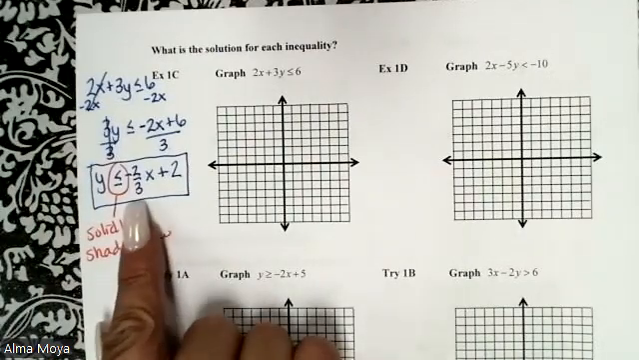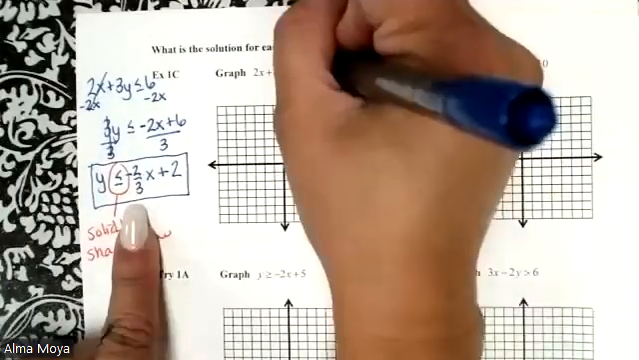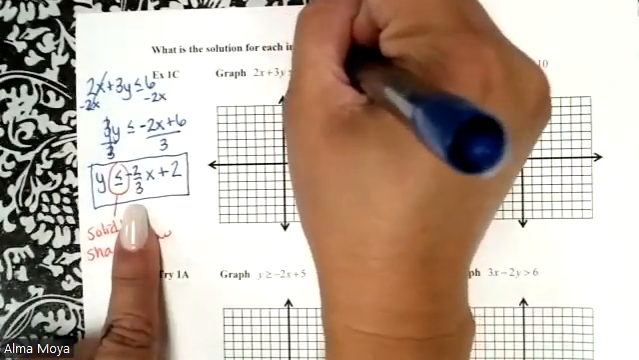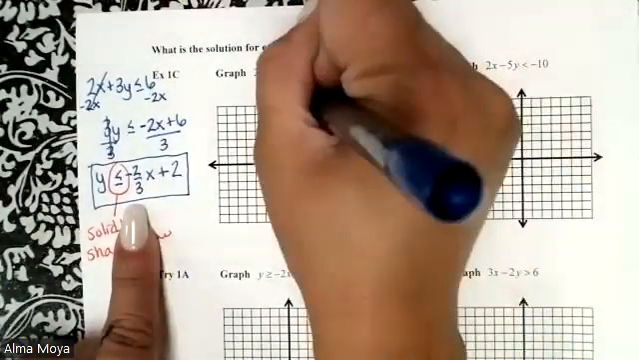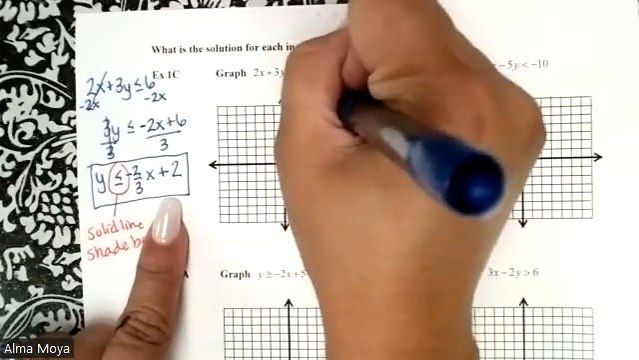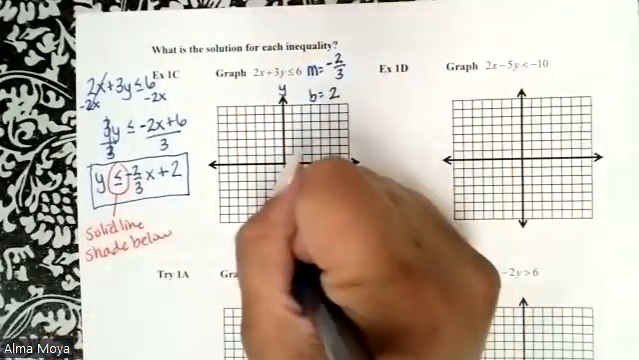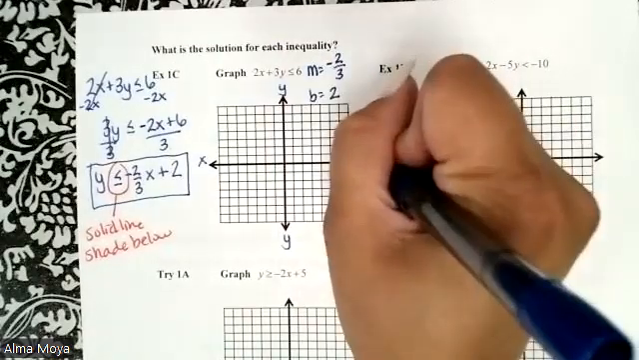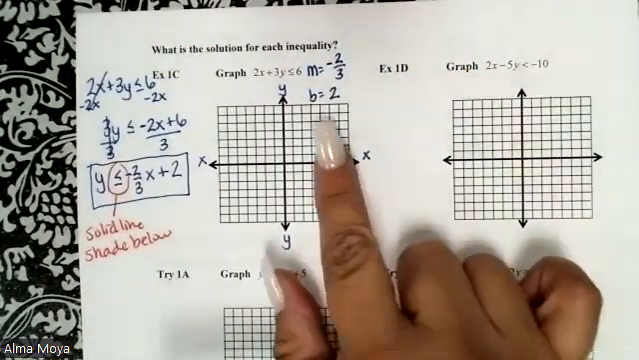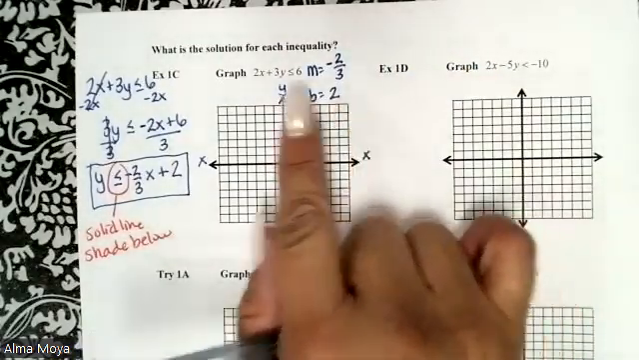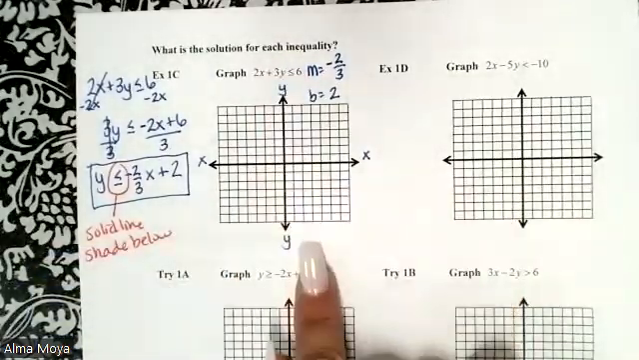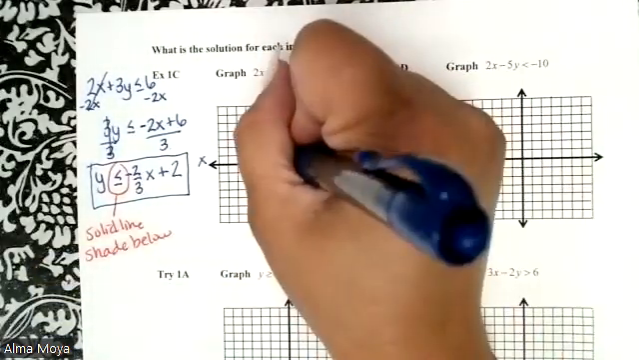In this case, the m is negative 2/3. So m is equal to negative 2/3, and the b is equal to 2. Now the b is the y-intercept, so the y-intercept is at 2. So here's the y-axis. I'm going to go to positive 2: 1, 2.